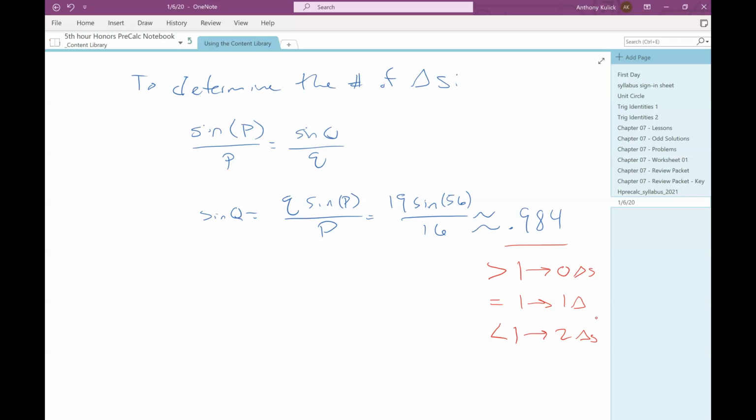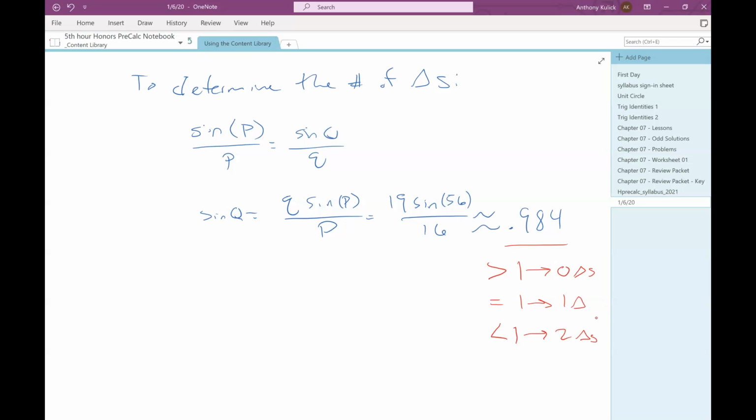If that value is less than 1, 2 triangles. If it's equal to 1, that's 1 triangle. If it's greater than 1, that's 0 triangles. Should be easy to remember that, because if I have the sine of an angle, well, I remember that the range for sine is between -1 and +1, right? So if the value for sine is greater than 1, that's impossible. That's saying that there's no triangle possible because you're getting a value for sine that it can't have.